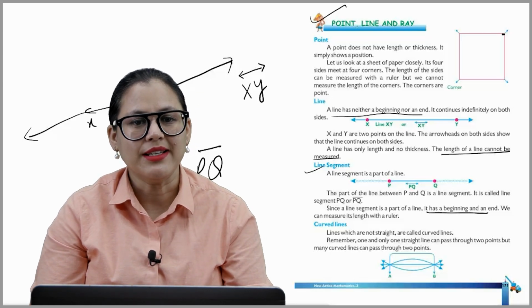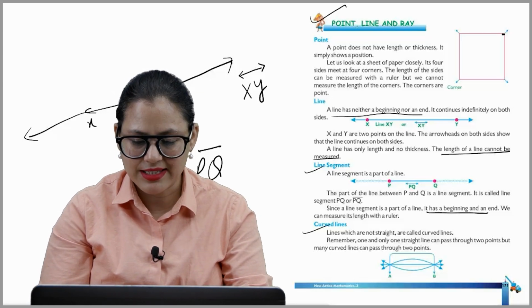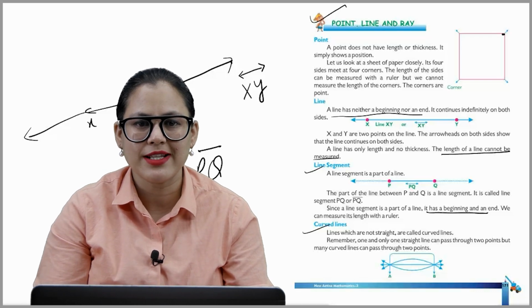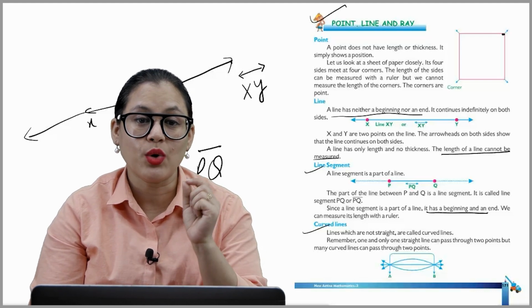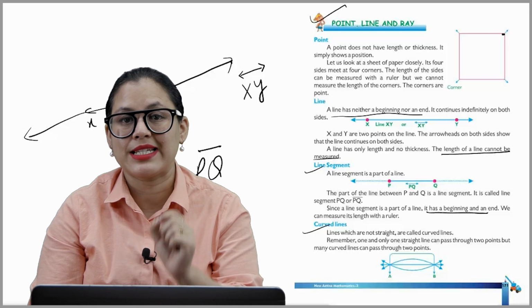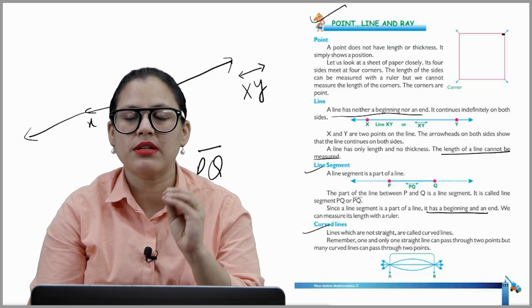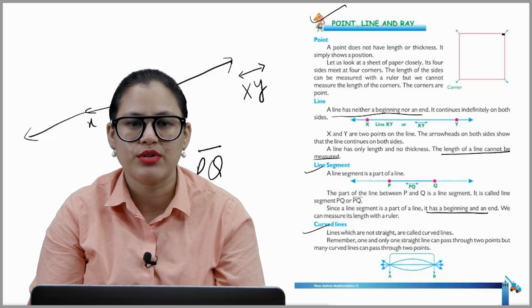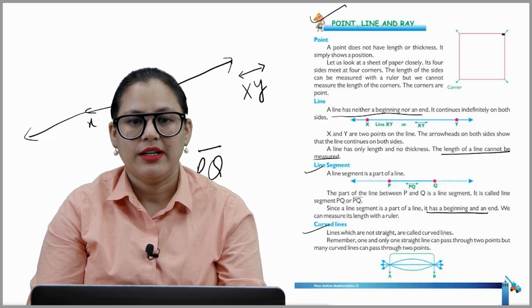Next, curved lines. Lines which are not straight are called curved lines. Remember, only and only one straight line can pass through 2 points, but many curved lines can pass through 2 points.